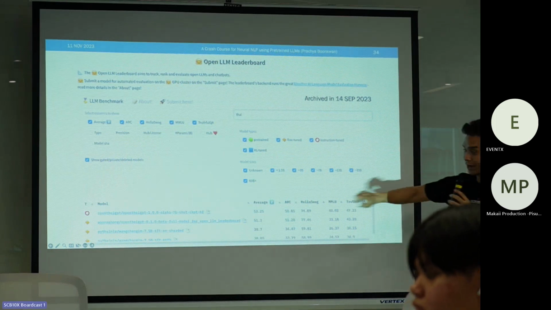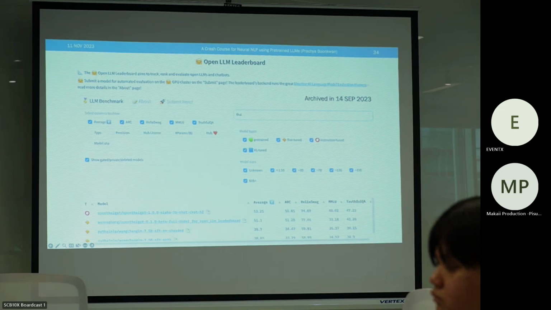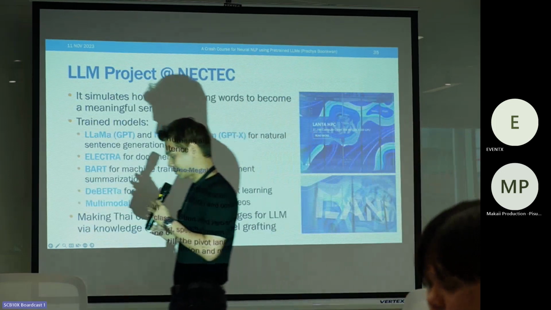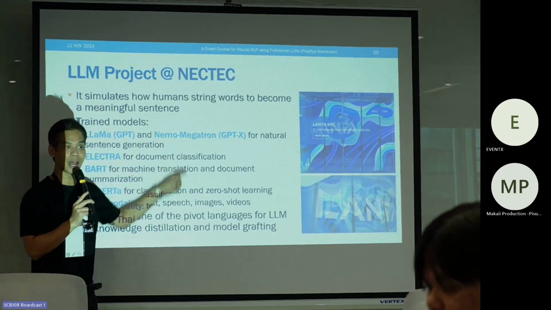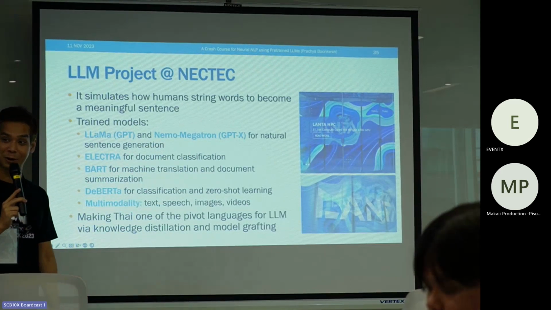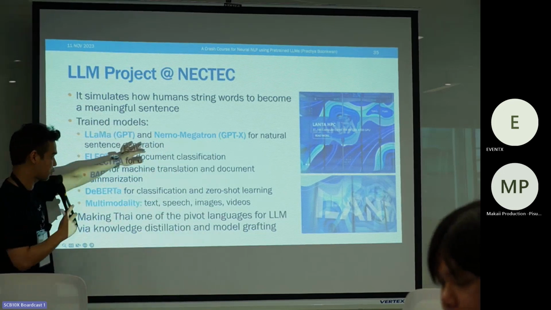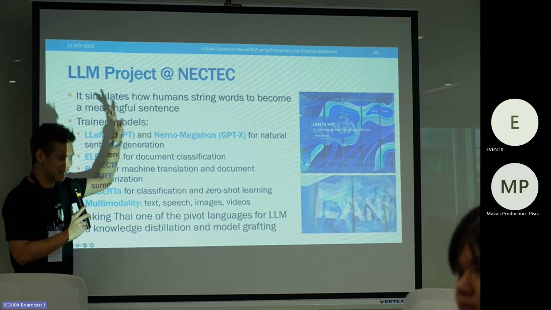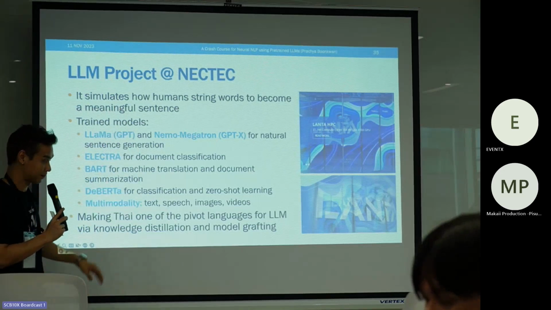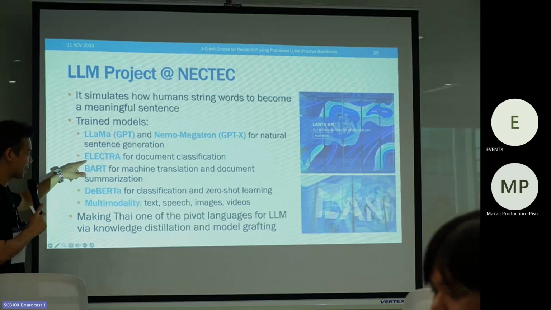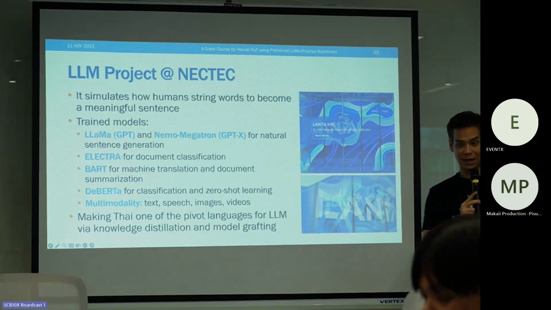It's free on Hugging Face. You can download that today and fine-tune it. At NECTEC we have a lot more projects to go. Llama version 2 is one of them, and we are also training Nemo Megatron, but our high performance computing, Lanta, is still down, so we have to postpone the Nemo Megatron project. We want to train a very large one, not just 7 billion and 13 billion parameters, but several hundred billion parameters instead. We are also training Electra, BART, Liberta and some multimodal language models.